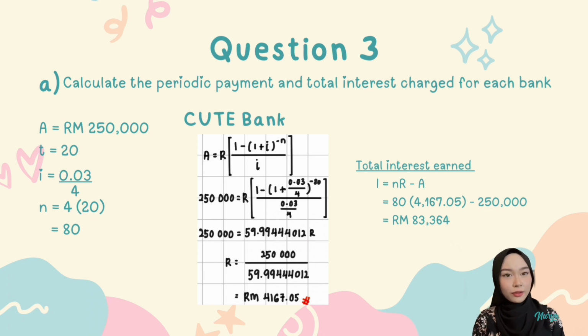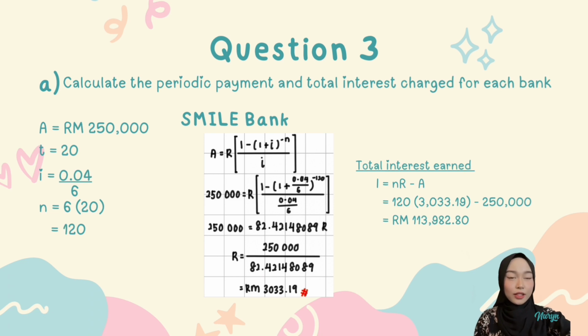Firstly, let's calculate Cube Bank. The information given is A equals 250,000 ringgit, T equals 20, i equals 0.03 over 4, n equals 4 times 20, and you will get n equals 80. To calculate the periodic payment, you must use the formula A equals R times (1 minus (1 plus i) to the power of negative n) over i. After substituting the information into the formula, we got R equals 4,167 ringgit 5 cents. To calculate the total interest for Cube Bank, we use the formula I equals nR minus A. So, 80 times 4,167.05 minus 250,000, you will get 83,364 ringgit.